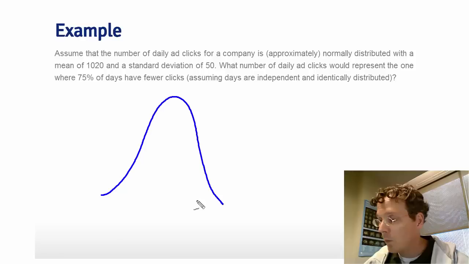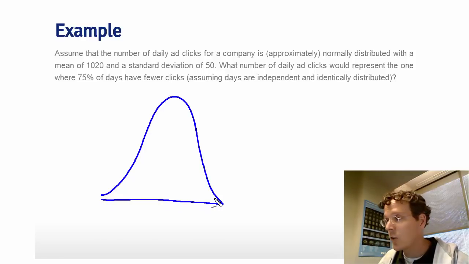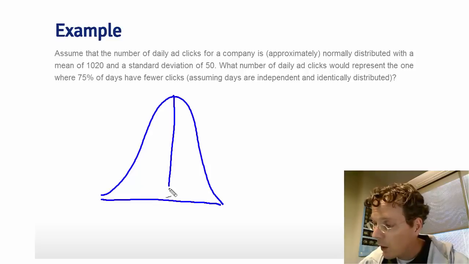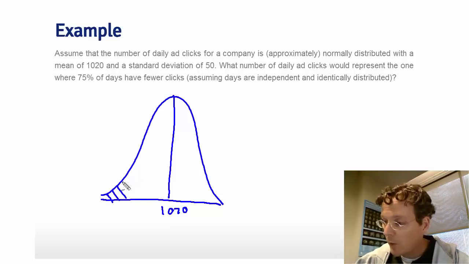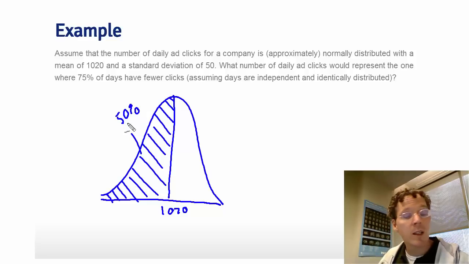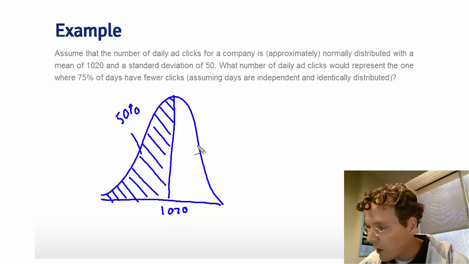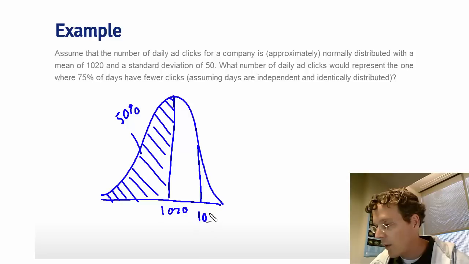Let's do some scratch work before we go to R and actually do the calculation. Here's our normal distribution with 1,020. Because 1,020 is both the mean and the median of this specific normal distribution, we know that that point is the point where about 50% lie below it. So whatever number we get, it has to be above 1,020. Also consider one standard deviation above the mean, 1,070.